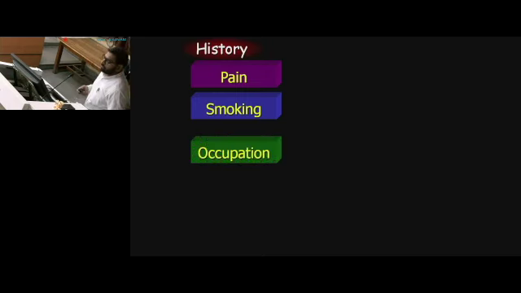Then we need to ask about smoking history, because smoking will also lead to degenerative changes in the spine. Occupation: laborers or those who have a job of lifting heavy weights have this very commonly, this back pain. Office goers will also have this very commonly because their back muscles are not in good shape, and while they are in office, they are also not taking care of their posture, okay?